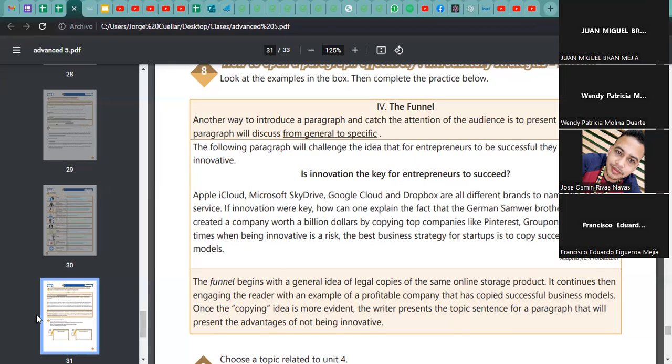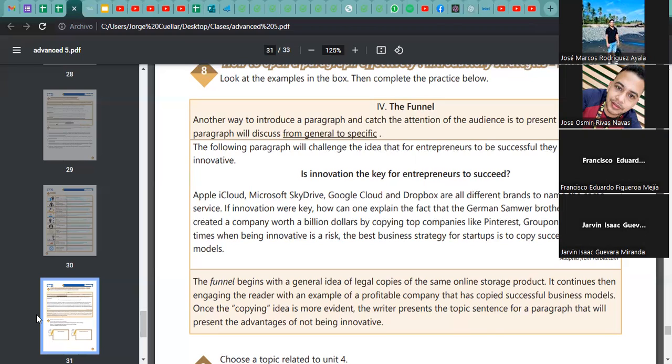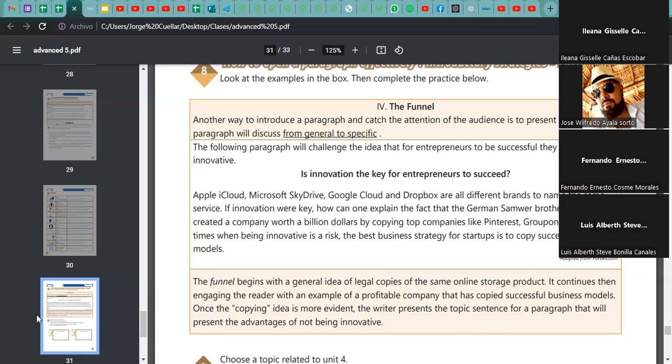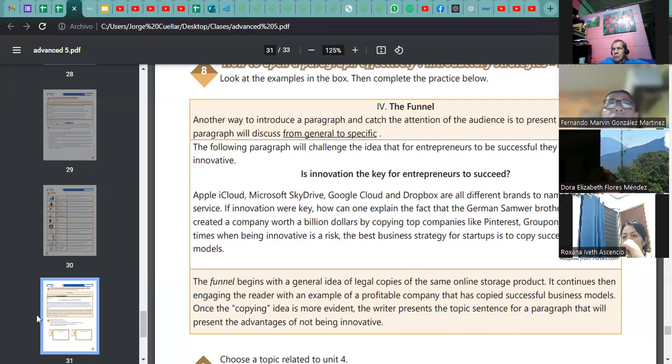Jose Osmin Rivas. Not possible. Francisco Eduardo Figueroa. Not possible either. Jarvin Isaac Guevara. Okay, so that's it. So I guess I asked everybody. Ah, Roxana, do you have that already?